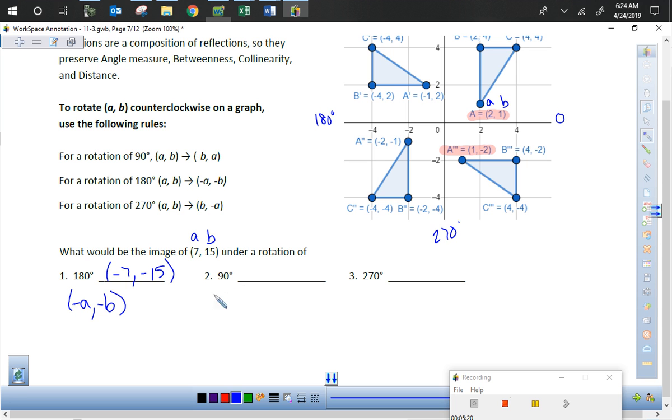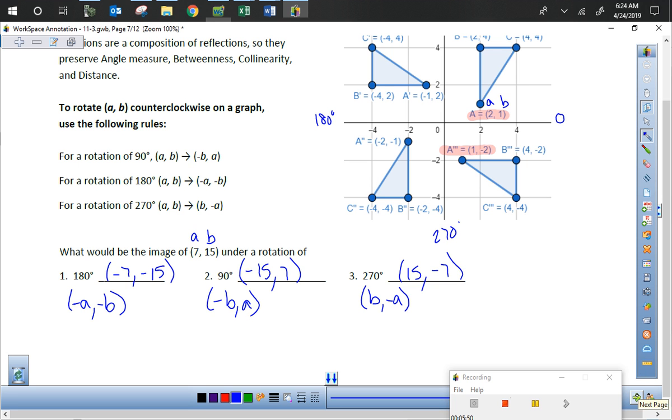For the next one, 90 degrees looks like the opposite of B, comma A. Our B was 15, so that would be negative 15. Our A was 7. That last one, 270, is B, comma negative A. Okay, so B stays, which was 15, and then the opposite of A would look like negative 7. All right?